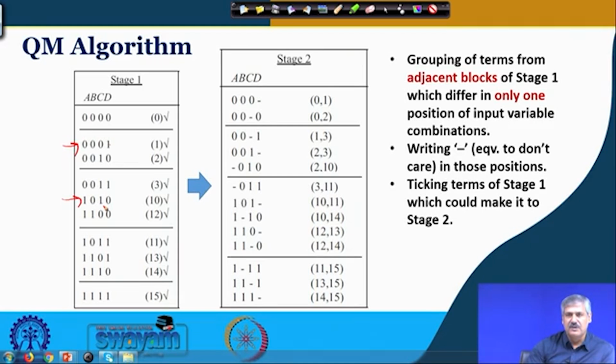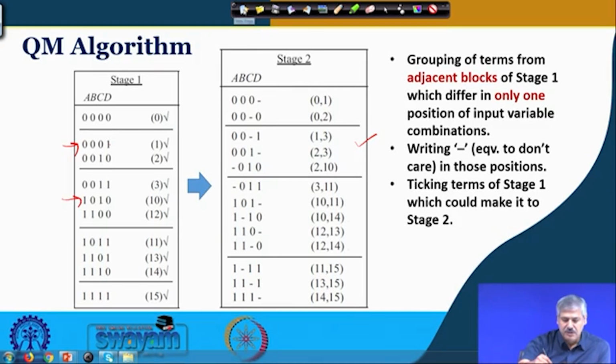Is it all right? So, for which we cannot have 1 and 10 combining, the way we have seen that only one position is changing. In place of that we shall put a dash, and the rest of the values will remain the same.